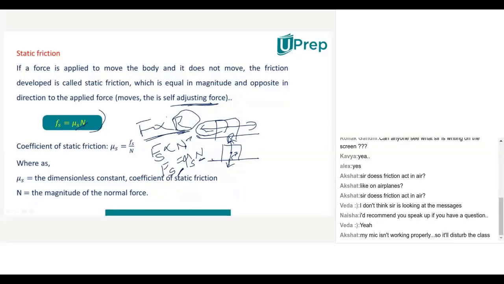Yes, sir. Okay. Now, can anybody say what are the units of coefficient of static friction? What are the units of coefficient of static friction? Ronak? Sir, no unit. No unit. Good. Why no unit, Naisha?